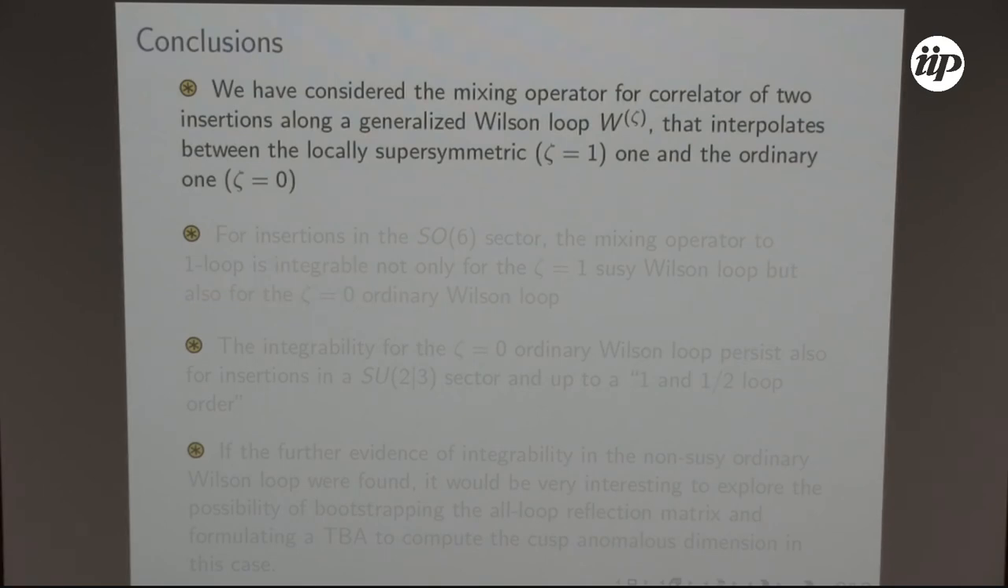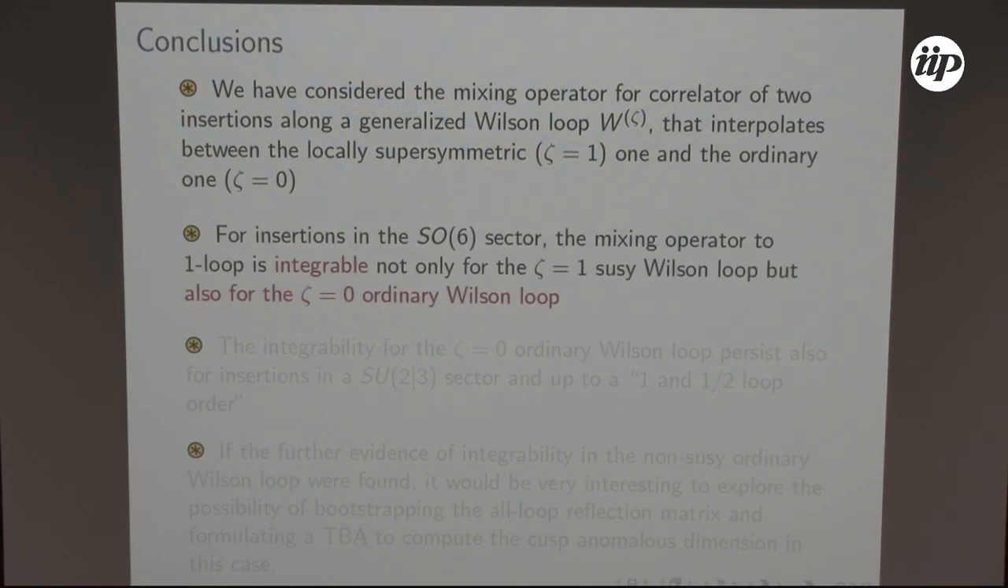So let me just go to the conclusions. What I did was consider the mixing operator for two insertions of composite operators in a generalized Wilson loop. By generalized Wilson loop, I mean adding this extra parameter zeta that interpolates between the locally supersymmetric Wilson loop when zeta is equal to 1 and the ordinary Wilson loop when zeta is equal to 0. For the mixing operator at one loop order, when you consider insertions in the SO(6) sector, we found that not only when zeta is equal to 1, the locally supersymmetric Wilson loop, is this mixing operator integrable, but also when zeta is equal to 0, which is the case in which you are inserting these scalar fields in an ordinary Wilson loop.